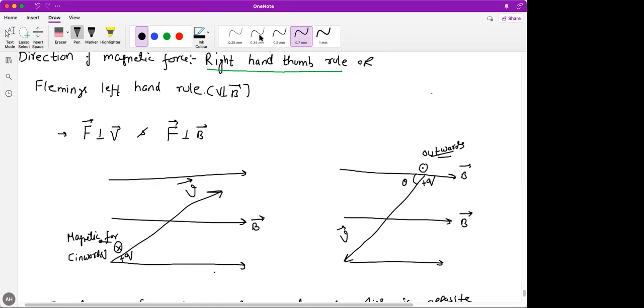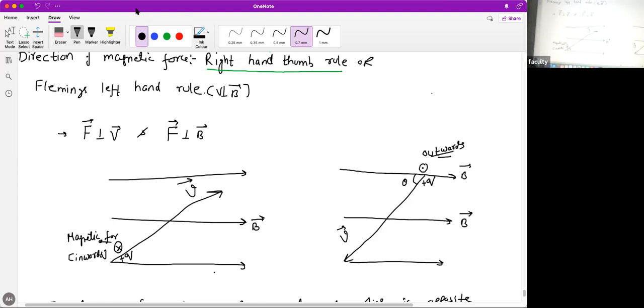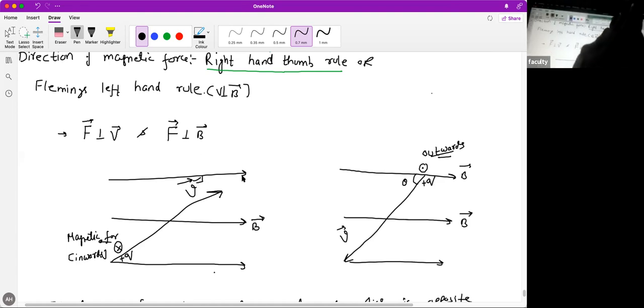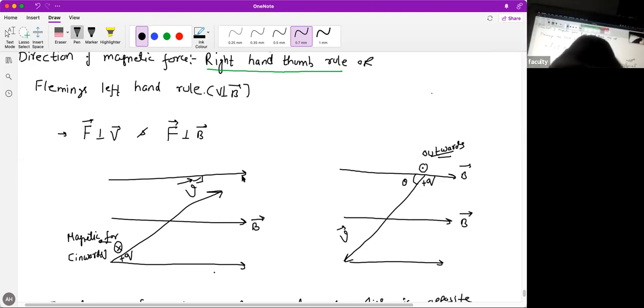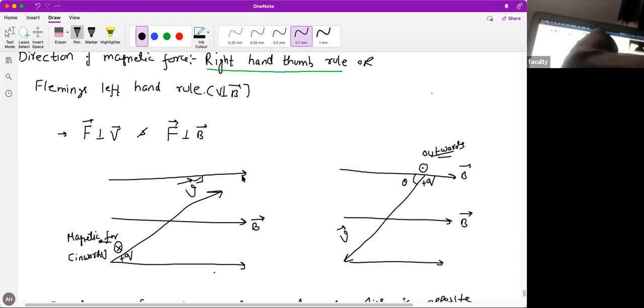Fatma, am I audible? Yes, sir. Okay. So, Fatma, we were doing right hand thumb rule for magnetic force. We have completed magnetic force in the last lecture. So, see how we apply right hand thumb rule. To apply right hand thumb rule, see this camera. Take your right hand, place your right hand in the direction of velocity. This is velocity. Place your right hand in the direction of velocity and curl it towards the magnetic field. In this way, curl it. Your thumb is going inwards. So direction of magnetic force is inwards.